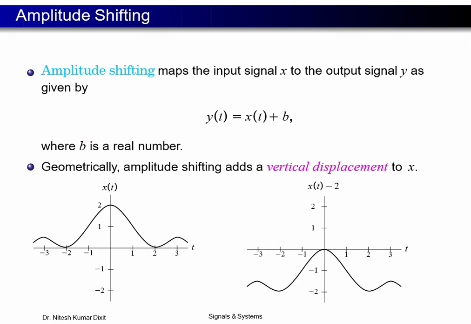Now amplitude shifting. We find the shifting property for continuous and discrete time signals, simply by shifting across the axis. y(t) equal to x(t) plus b, where b is a real number. Geometrically, amplitude shifting adds a vertical displacement to x. If we have the signal x(t) in this example and add b, the signal shifts along the y-axis, the vertical axis, according to the applied value of b.